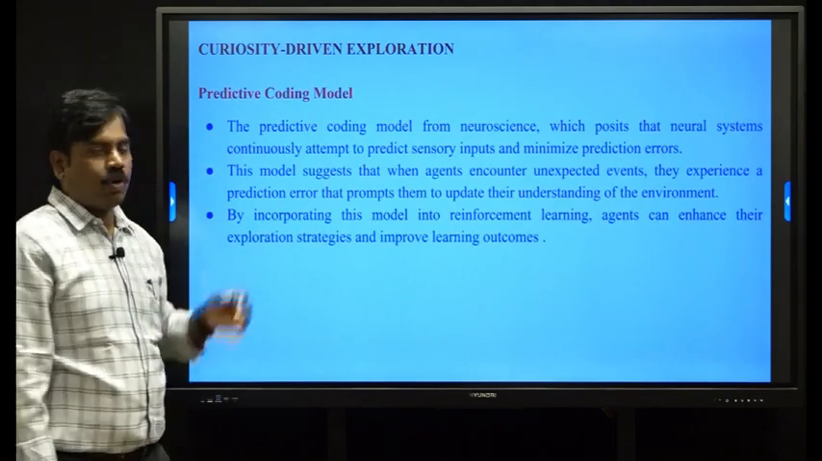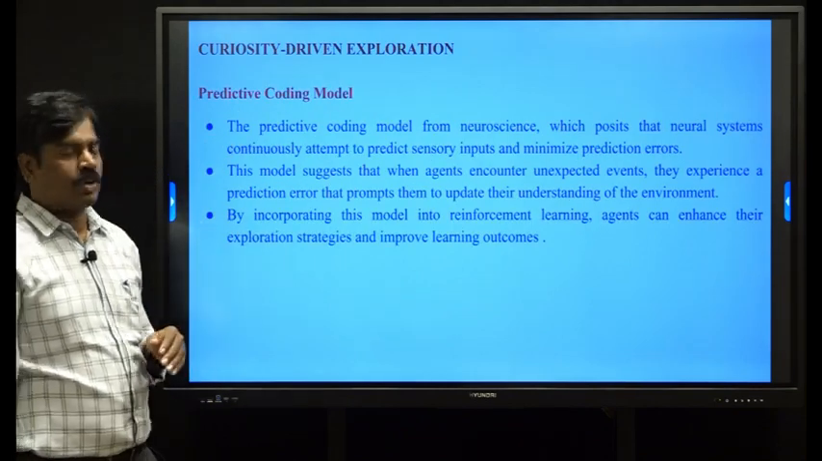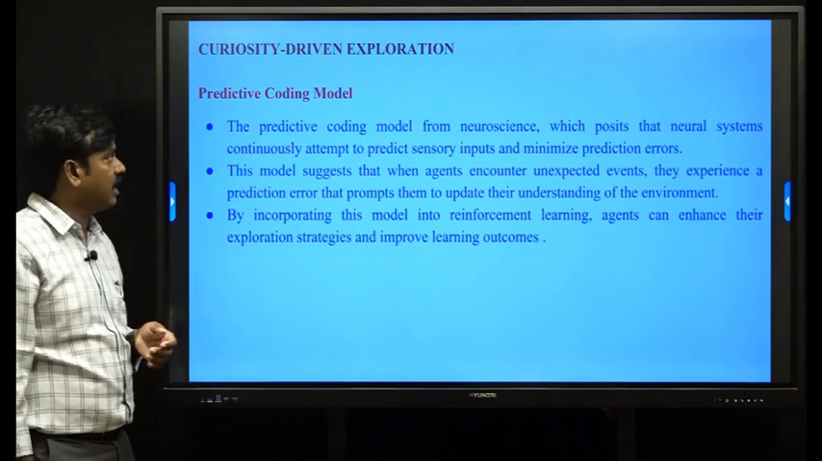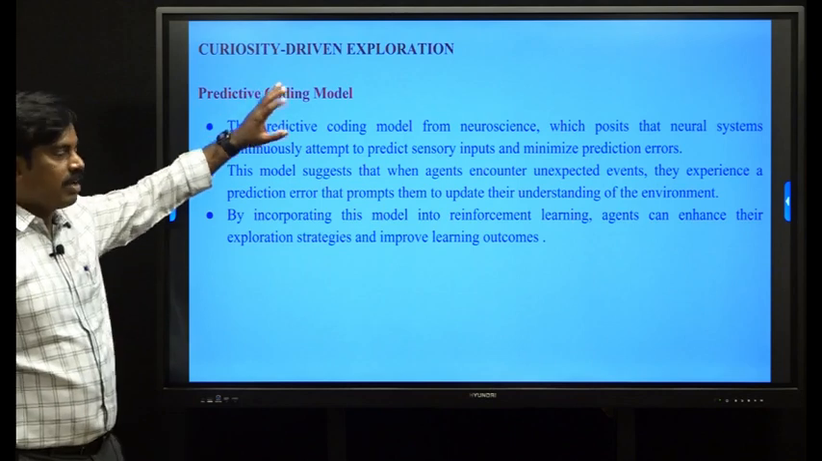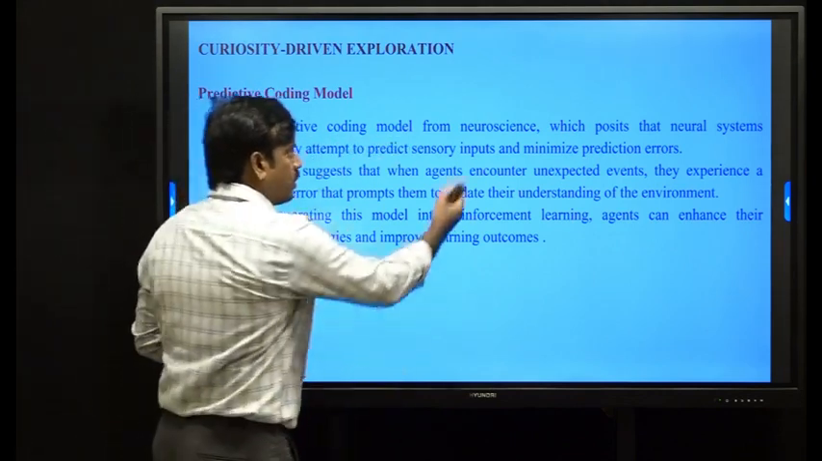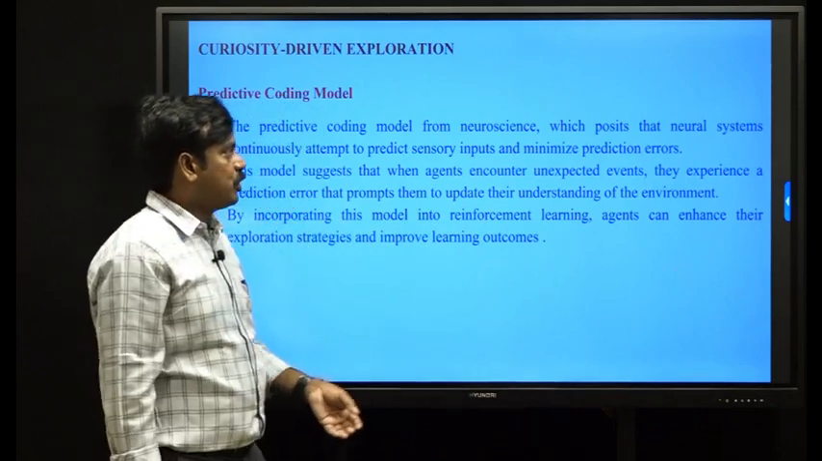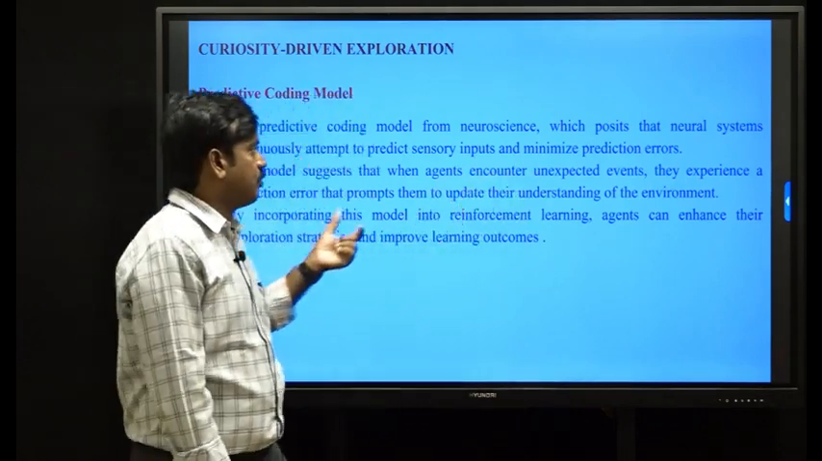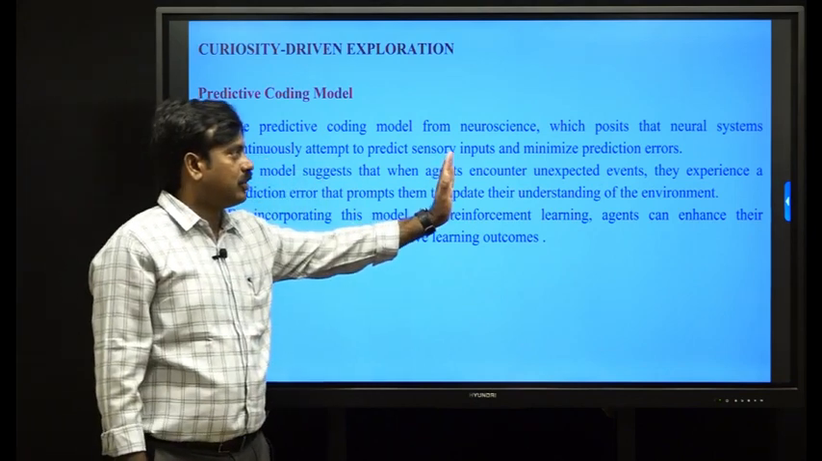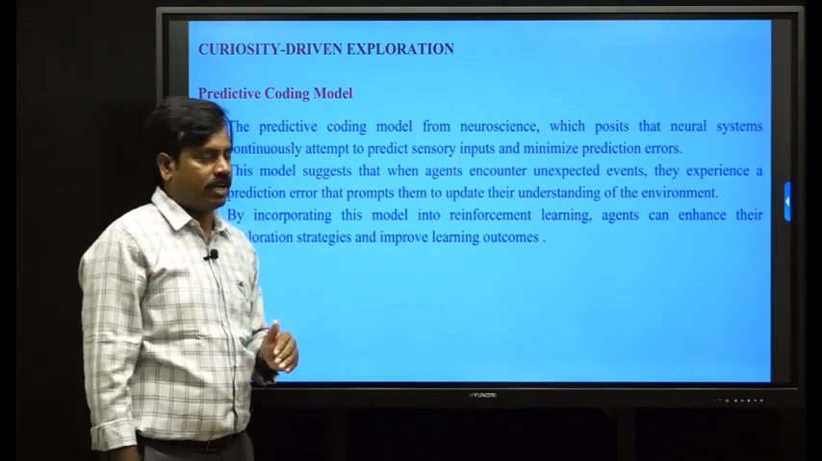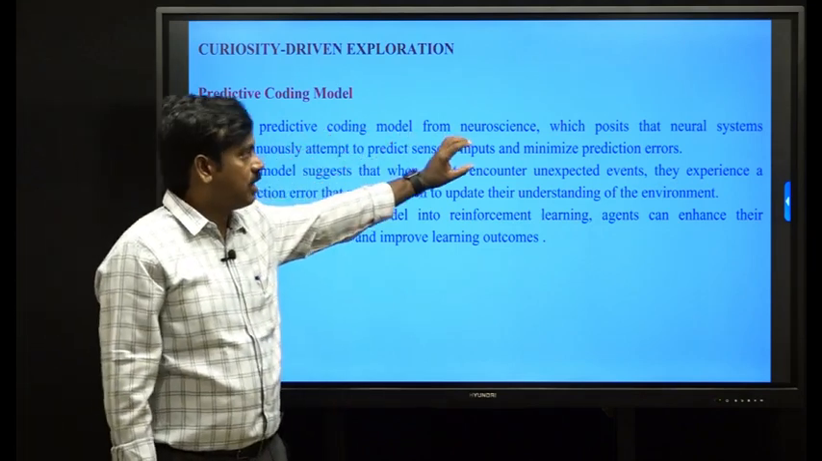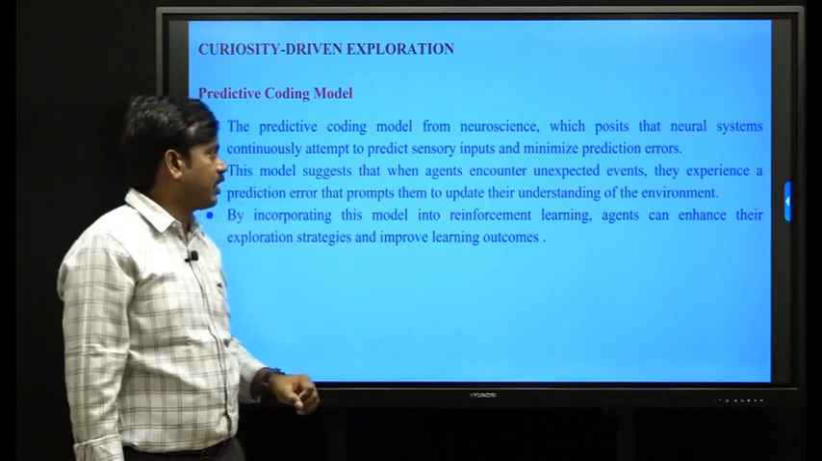The predictive coding model is the basic model for the curiosity driven reinforcement learning approach. We take the predictive coding model from neuroscience, which posits that neural systems continuously attempt to predict sensory inputs and minimize prediction errors.